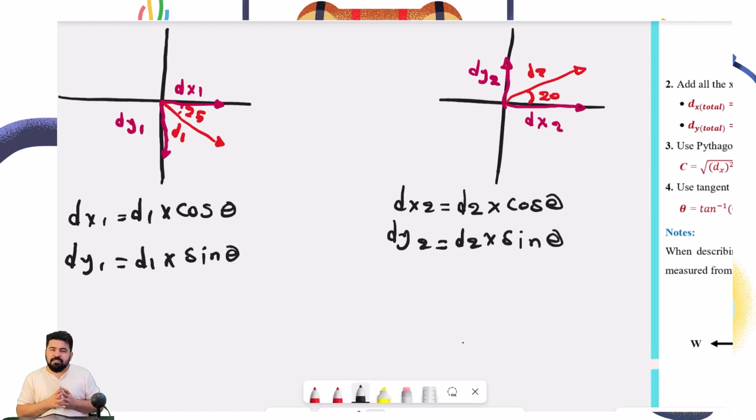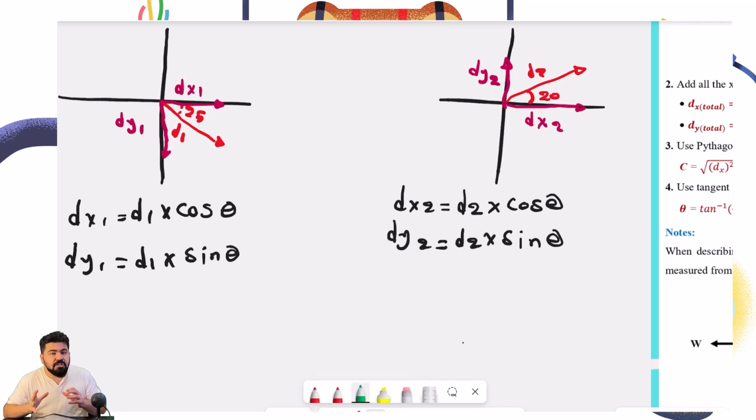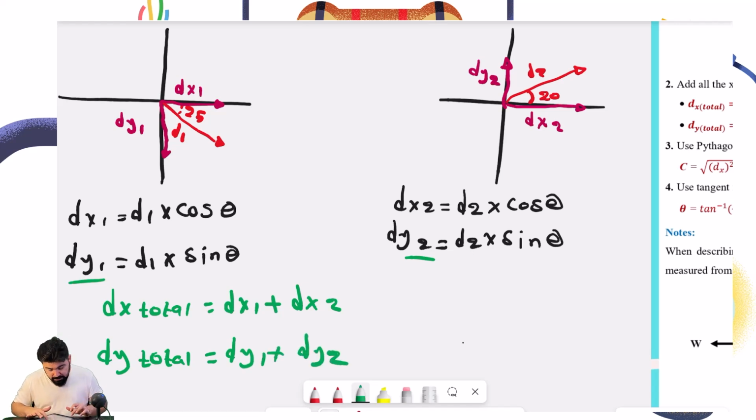It's the same method, but we just have two vectors. Now you're going to say, teacher, I have two vectors now, so I have two x's and two y's. Don't worry about that. Just simply add them together. So dx total is equal to dx1 plus dx2. And for y, because I have two of them, dy total is equal to dy1 plus dy2. That is how I find the resultant, or the addition of these two vectors.